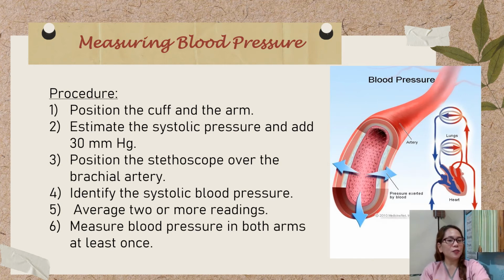And then you have to position the stethoscope over the brachial artery. Identify the systolic blood pressure. Average 2 or more readings. Okay, so pwedeng ulitin mo yung readings at least 2 minutes apart. And then measure blood pressure in both arms at least once. Ayan. So at least once to compare, no, both arms, right and left. Of course, if there is no problem with the other arm. Okay, walang mastectomy, walang AV fistula.